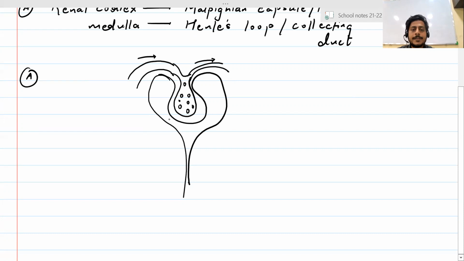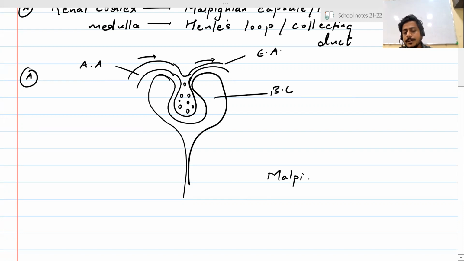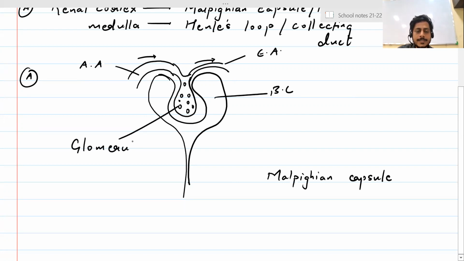This over here is the Bowman's capsule. This is the afferent arteriole. This is the efferent arteriole. Make sure you give the title Malpighian capsule, remembering that the Malpighian capsule is nothing but the Bowman's capsule along with the capillary network which is present. This capillary network is the glomerulus. So, difference in diameter, capillary network. You can draw the capillary network as loop-like structures also. That will also do. These are the ones that we had done during revision.